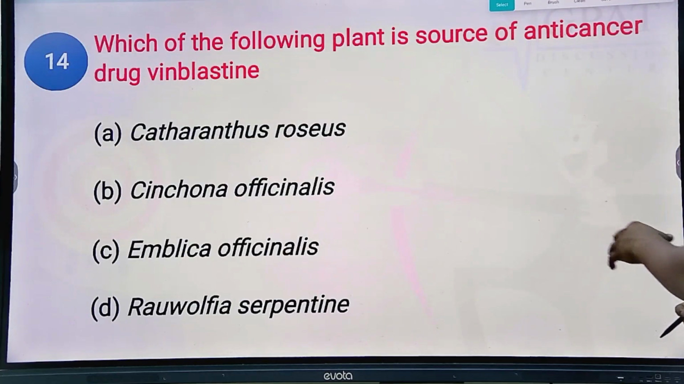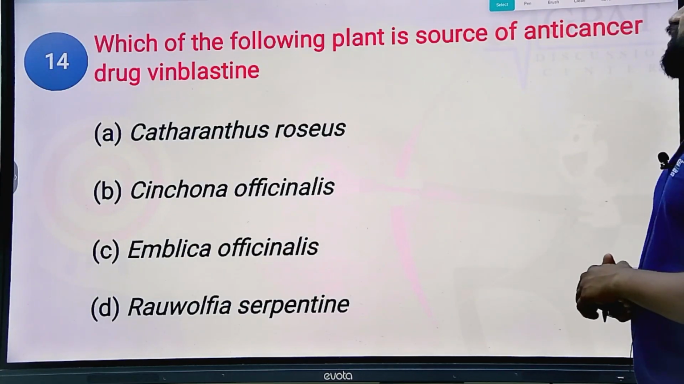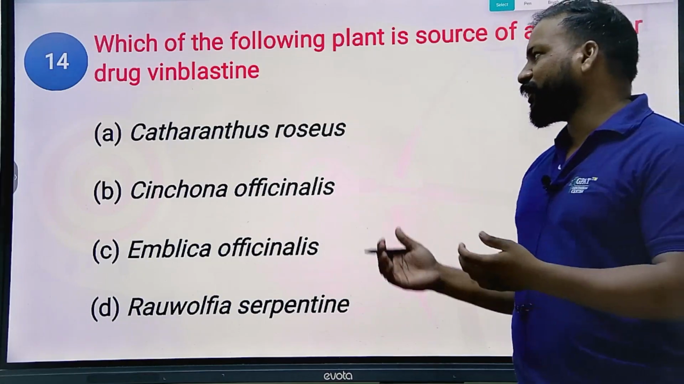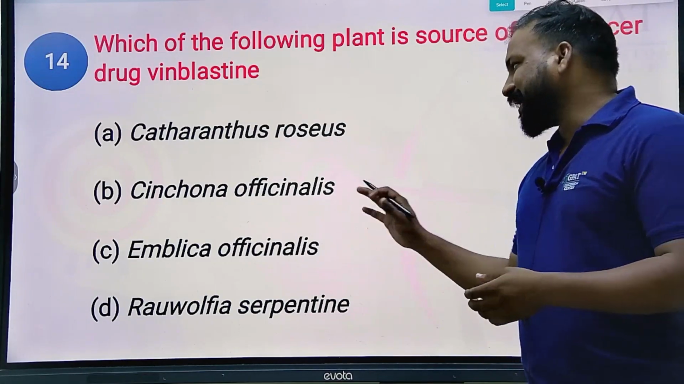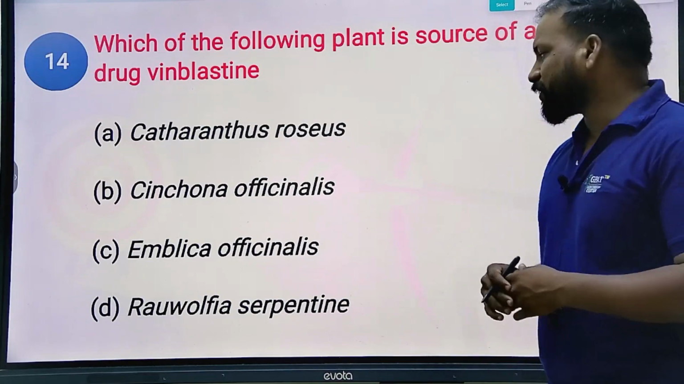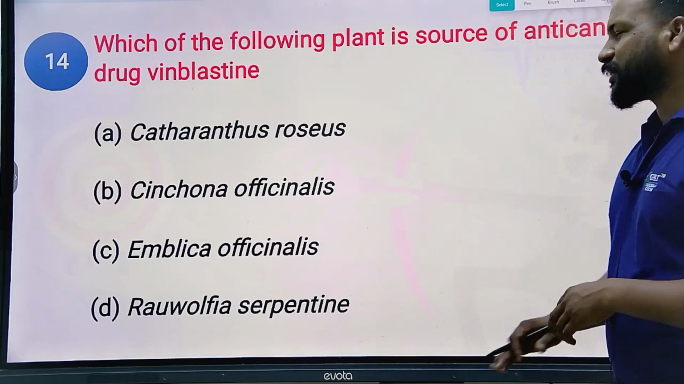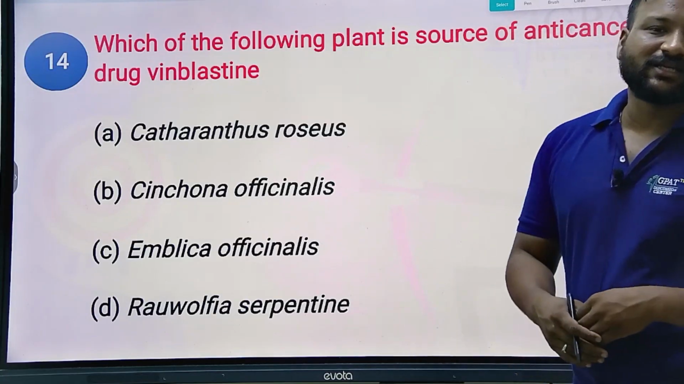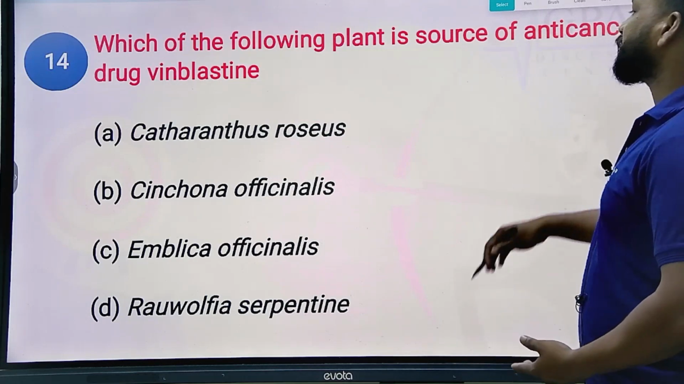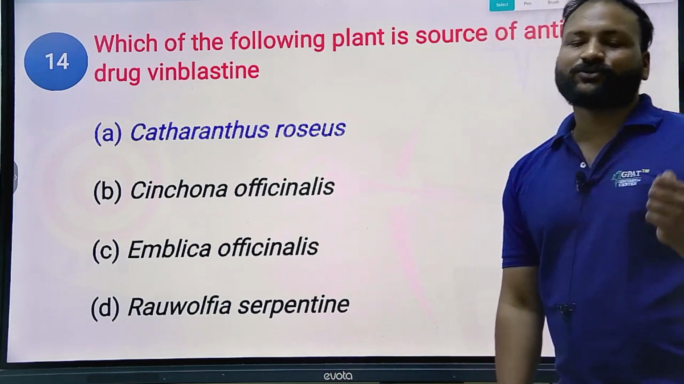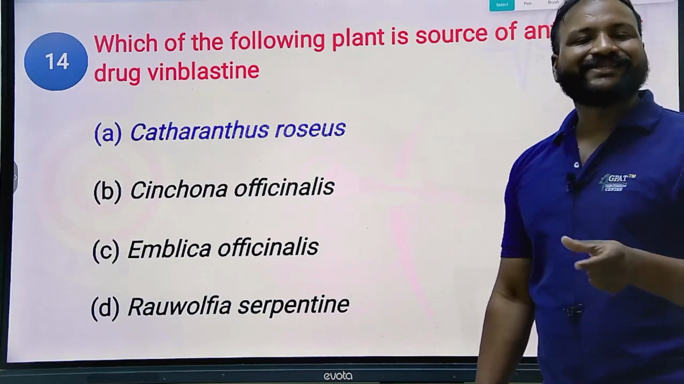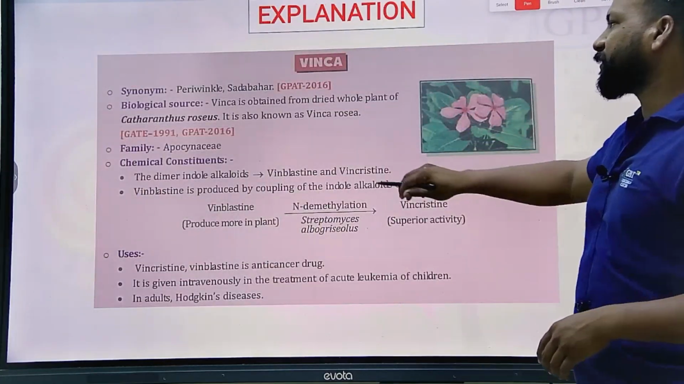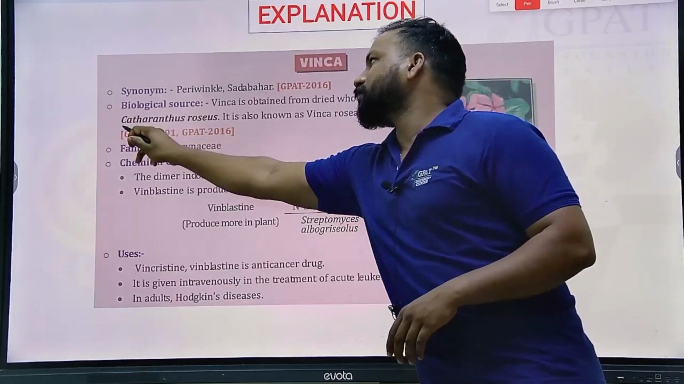Next question. Which of the following plants is the source of the anti-cancer drugs vincristine and vinblastine? Catharanthus roseus, Cinchona officinalis, Emblica officinalis, or Rauwolfia serpentina? We know that Cinchona is not at all. Emblica means amla. Rauwolfia means reserpine, and the right answer will be Catharanthus roseus or Vinca rosea, a member of family Apocynaceae.